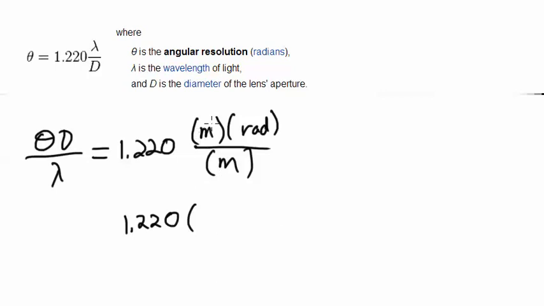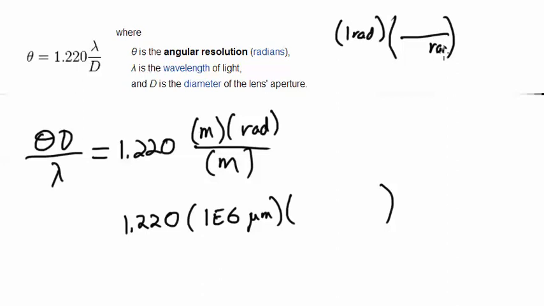But I want to convert that so that it's 1.220. How many micrometers are in a meter? So I'm going to say 1e6 micrometers. I'm going to convert radians into arc seconds. I want to know how many arc seconds are in a radian. So I'll start with 1 radian. And how many radians are in a degree? We've got pi radians makes 180 degrees. And then we want to get rid of that degree, and replace it with arc seconds. There are 3,600 arc seconds in 1 degree.